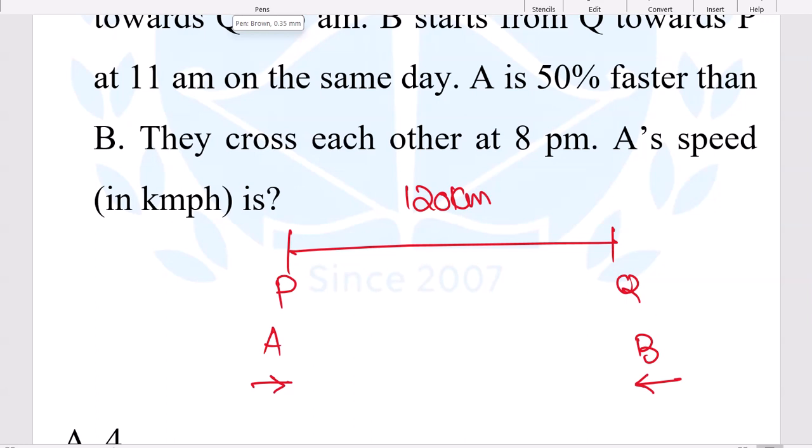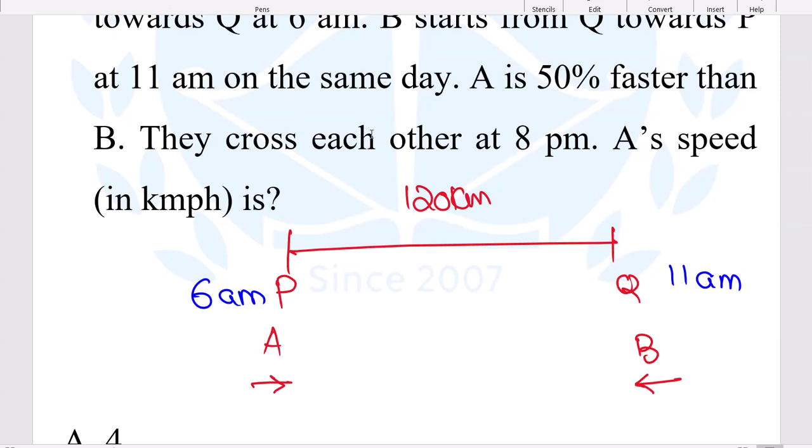We discussed in the previous class. In opposite directions, they take less time to meet. Less time means speed should be more. So in opposite directions, speeds should be added. But listen, a very important point here is both did not start at the same time. One started at 6 a.m., the other started at 11 a.m.